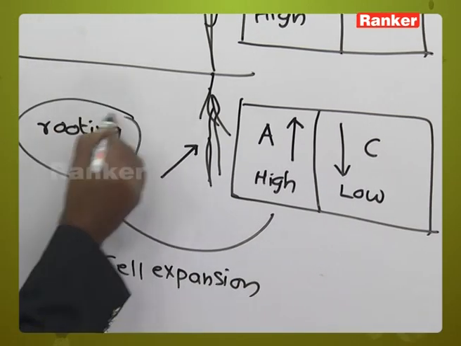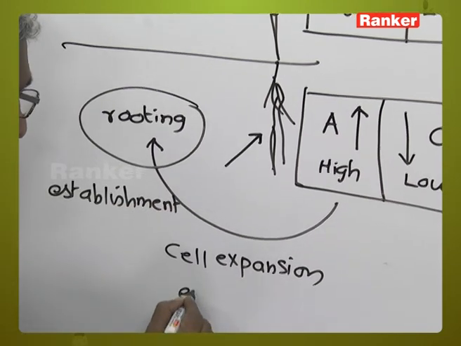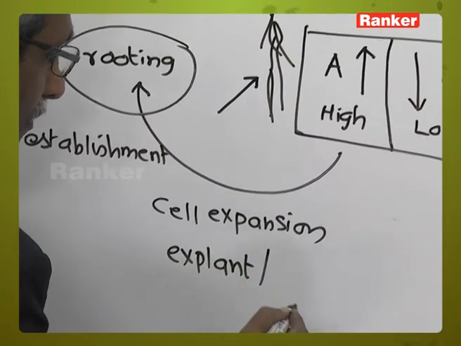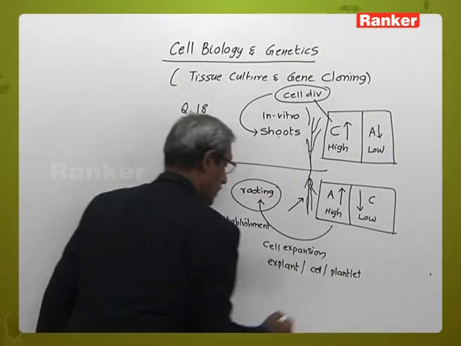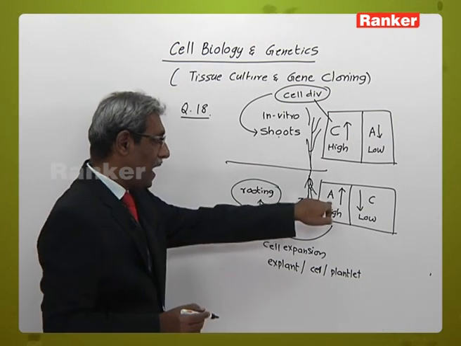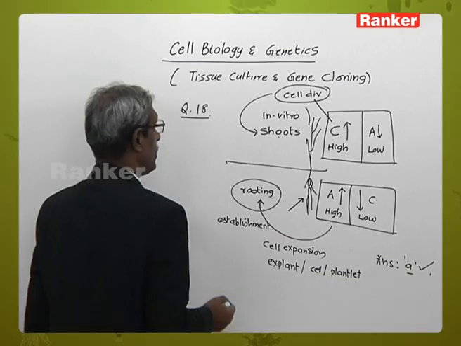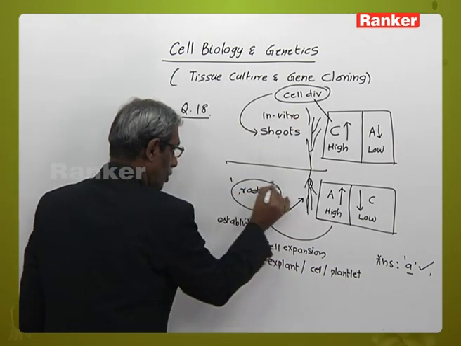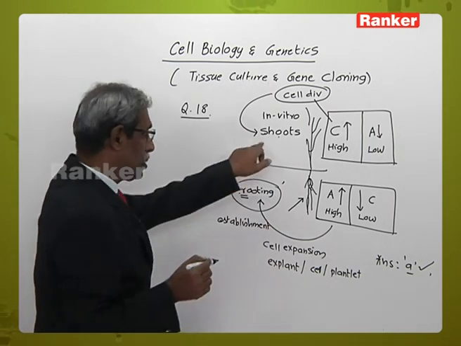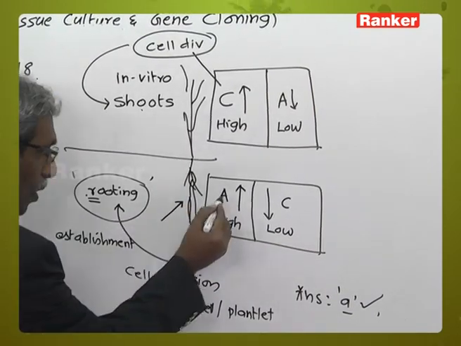So, roots are very important, especially for establishment of either the explant or the first cell or the plantlet. So, in order that the plantlet or the explant form roots, always high auxin and low cytokinin. So, among the choices, the right answer is A. Now, it is very important that the question which has been framed refers to in vitro rooting of the shoots. It is not shoots, it is in vitro rooting of the shoots, which is primarily promoted by high auxin content here.